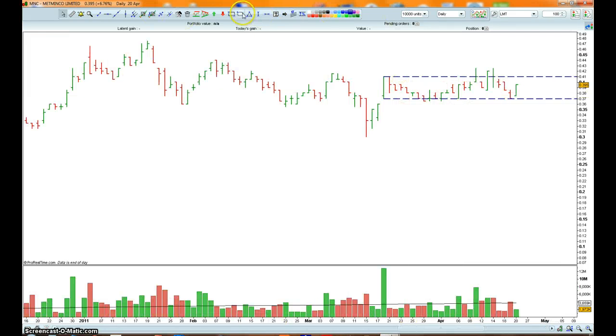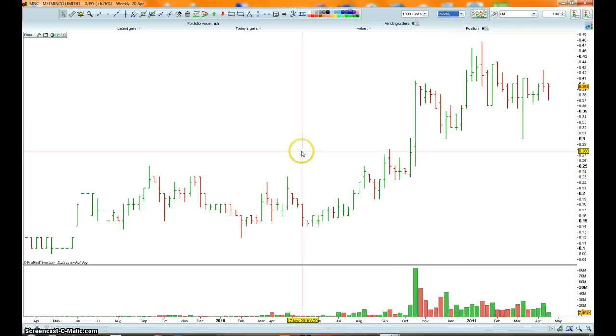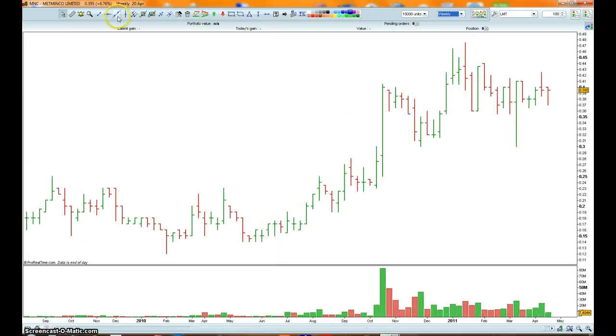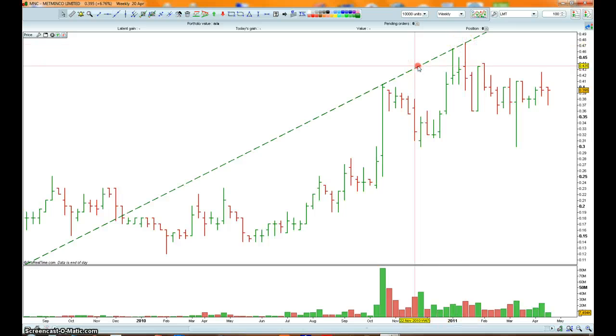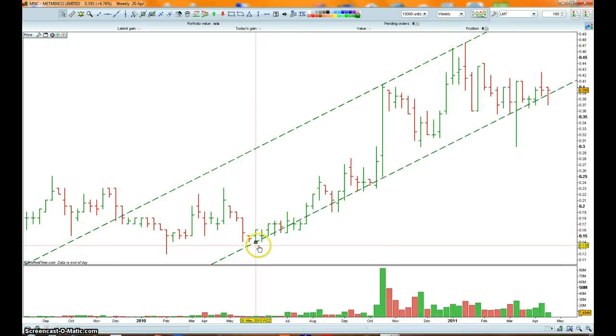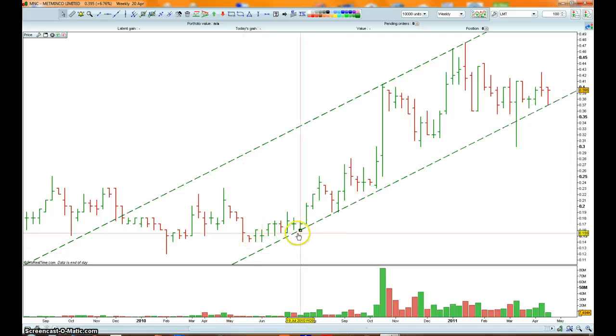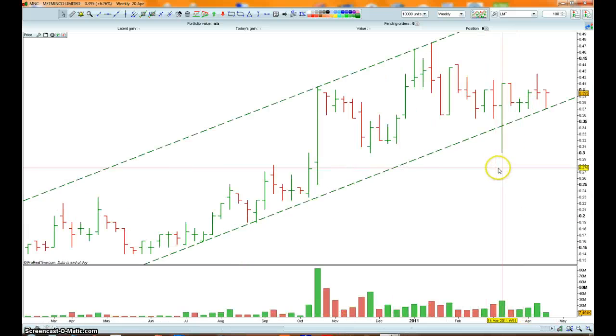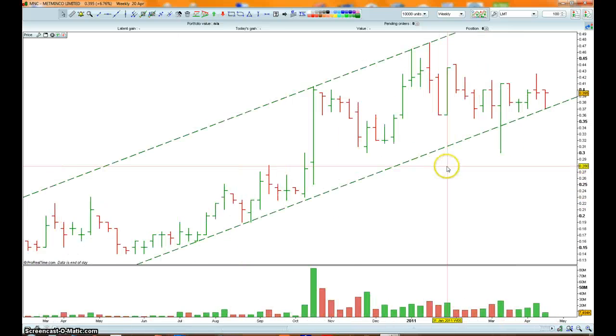If we go to the weekly, okay, what I might do, I might just connect these highs here and then just copy that parallel across and see what happens, and that gives us a nice little channel there. It's dipped below it once, but okay.